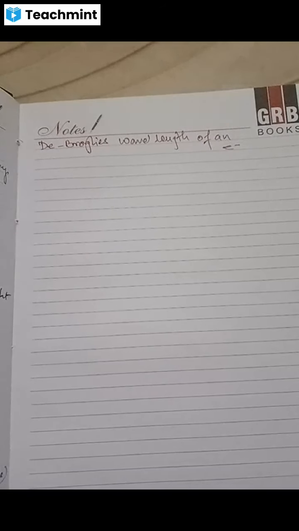So now you already know. Here I have written de Broglie's wavelength of an electron, right? So when I talk about the de Broglie's wavelength of an electron, my dear students, one thing needs to be very clear. That is, an electron behaves as a particle. Basically, it's a particle because it possesses some mass, so it is a particle for sure.